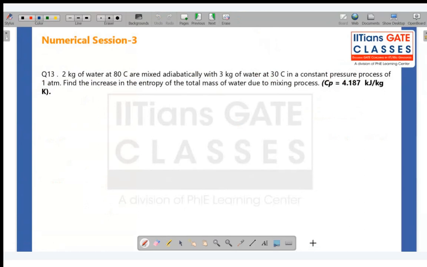2 kg of water at 80 degrees Celsius is mixed adiabatically with 3 kg of water at 30 degrees Celsius in a constant temperature process. Find the increase in entropy of the total mass of water. Total mass of water. Okay, theek hai.